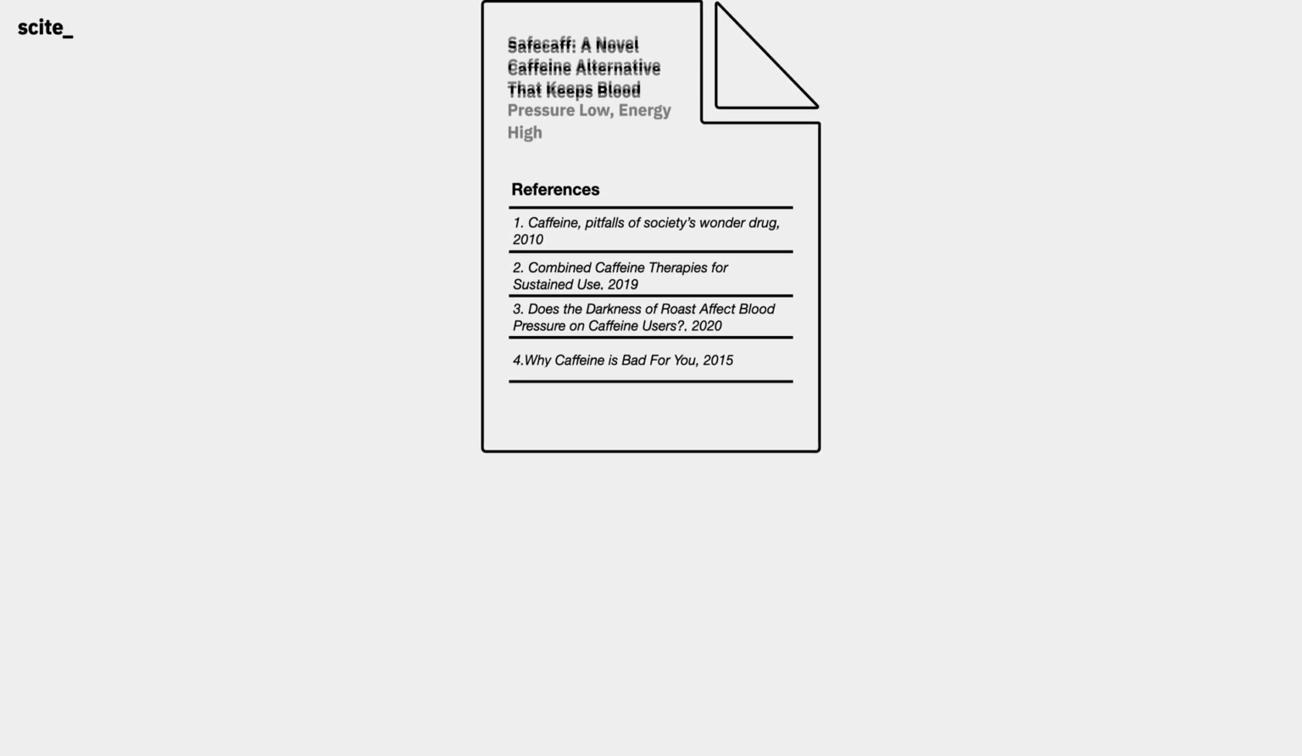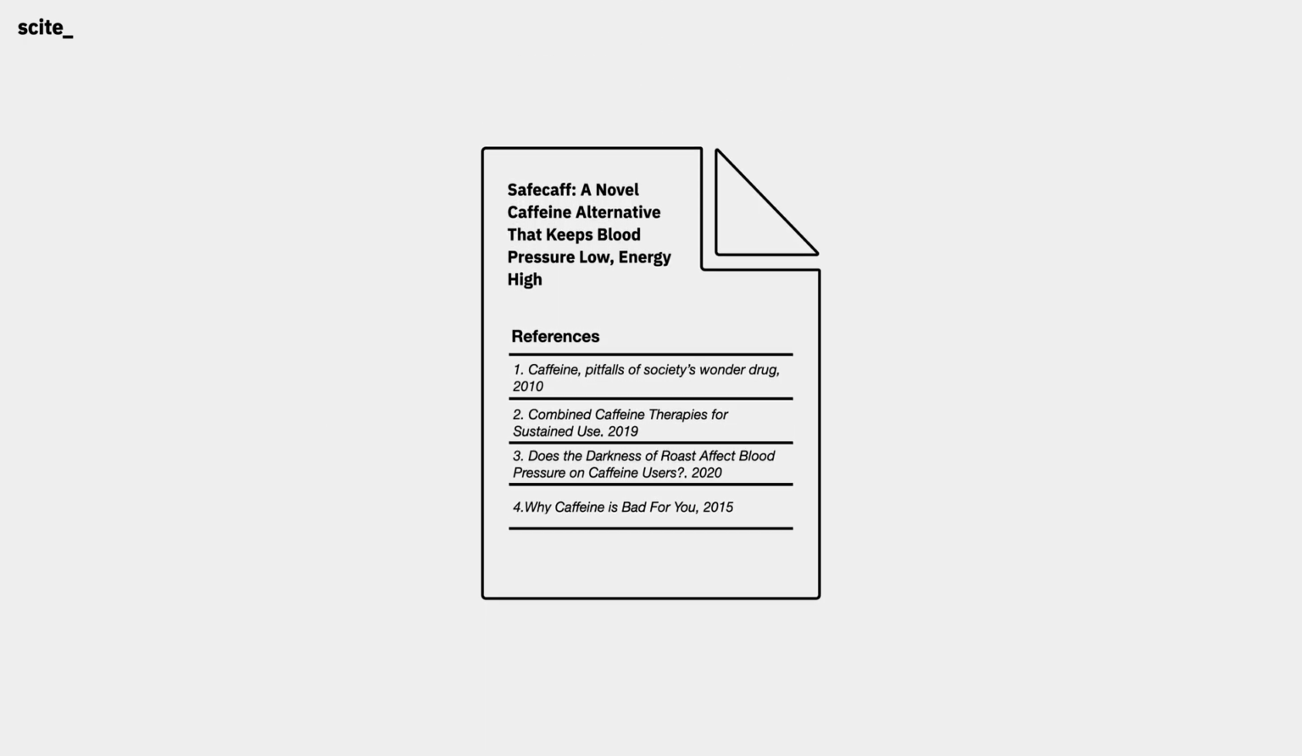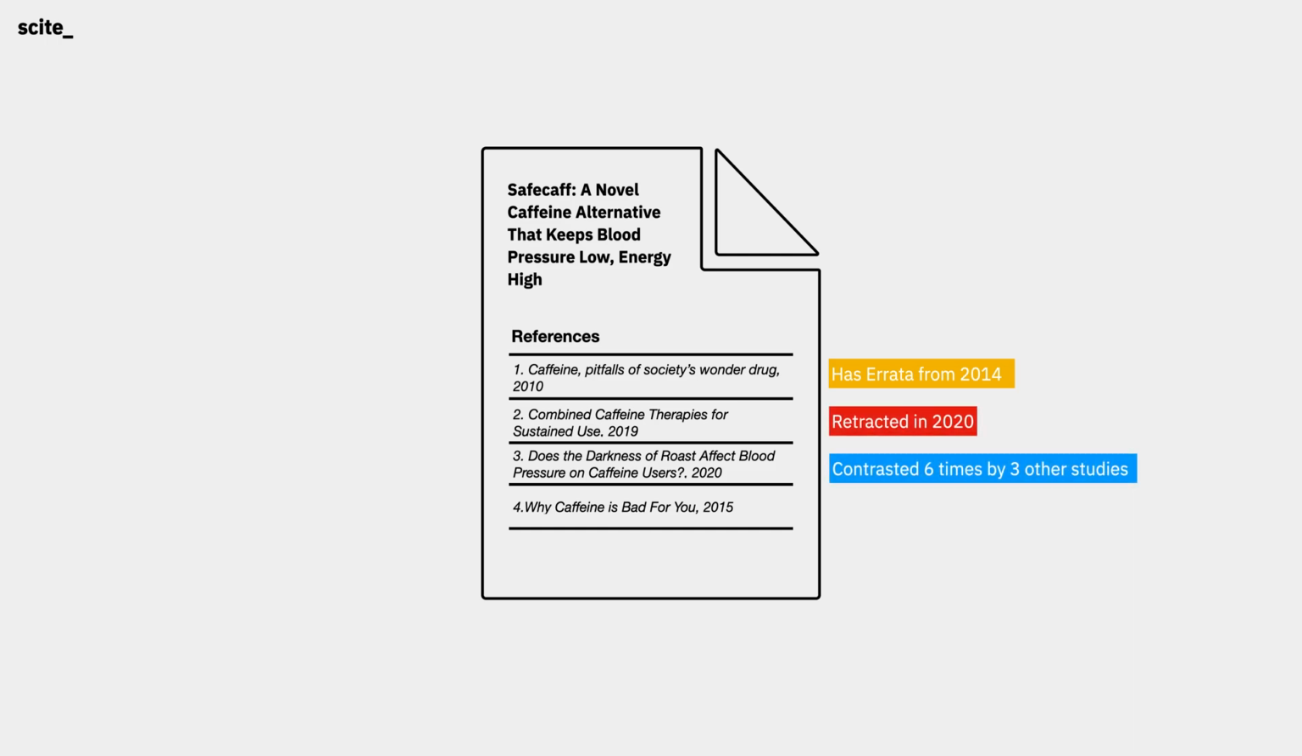With Reference Check, you can upload a manuscript and get a report which lists each reference used and tells you whether any of them received editorial notices, like withdrawals, retractions, or errata, or if any of their findings were contrasted by subsequent studies that you might have missed. More generally, you can see how others have used the same references you are using in your paper.